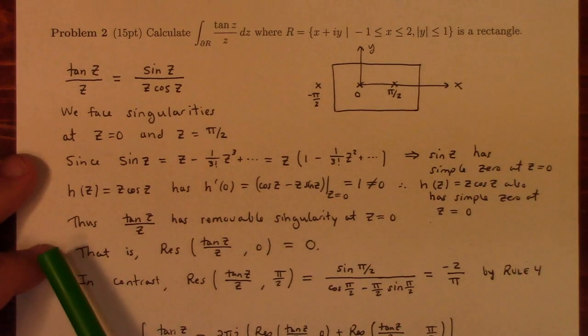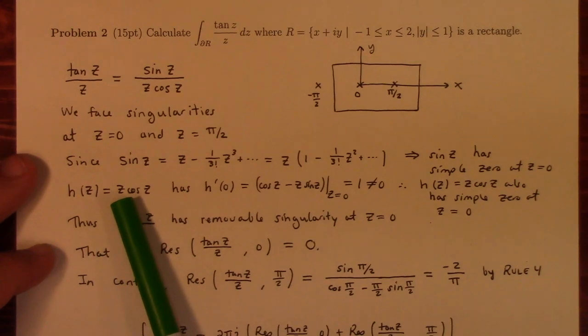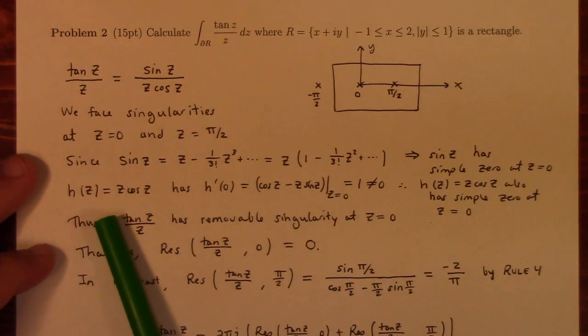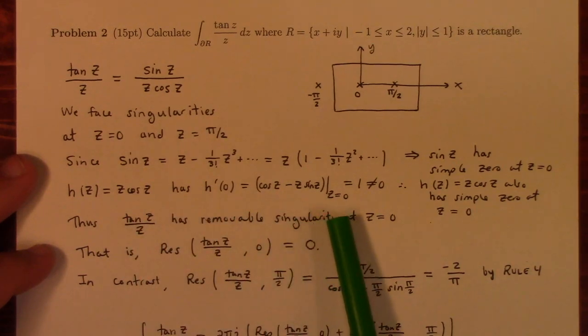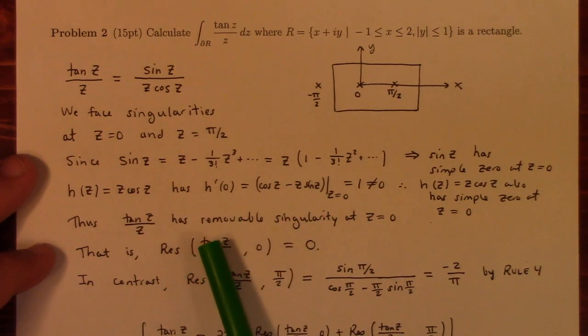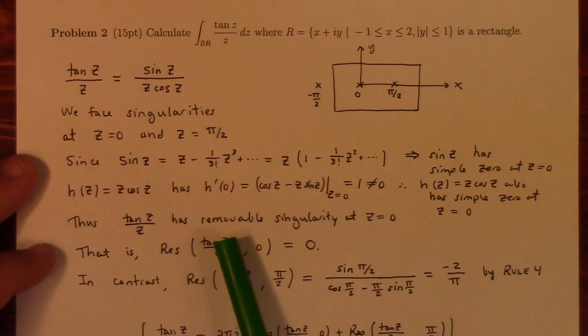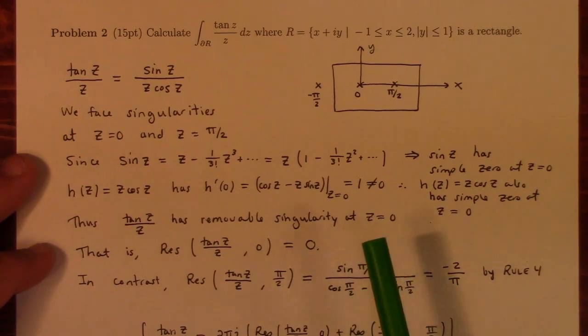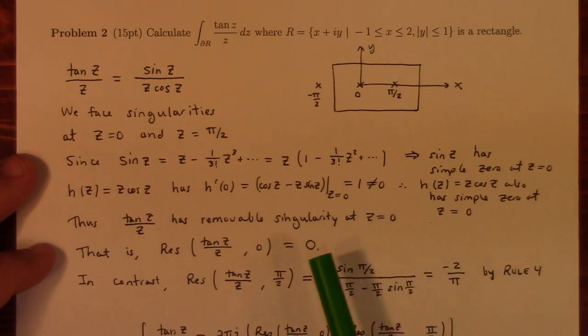But a little calculation here reveals that sine has a simple 0 at 0, and z cosine also has a simple 0 at 0. So when you take the ratio of 2 functions which both have a simple 0 at 0, the simple zeros in some sense cancel out. That's a removable singularity. So there's a removable singularity at z equal to 0.